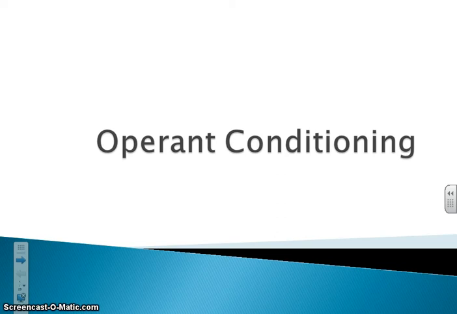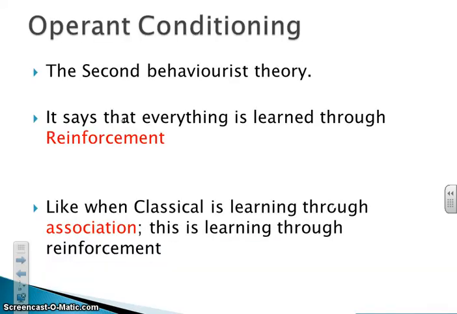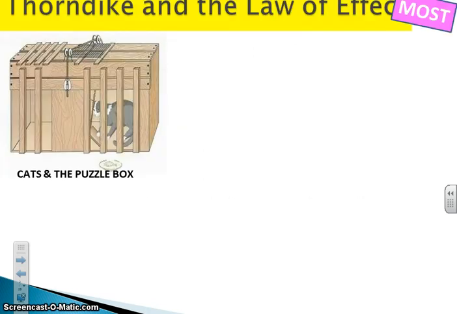Hi, this is just a quick video looking at operant conditioning and token economy programs, which is the method of treatment which comes from operant conditioning. So remember, operant conditioning is kind of an alternative or an extra bit to classical. Whereas classical is learning via association, operant is learning via reinforcement. So this all comes back to Thorndike and the law of effect.